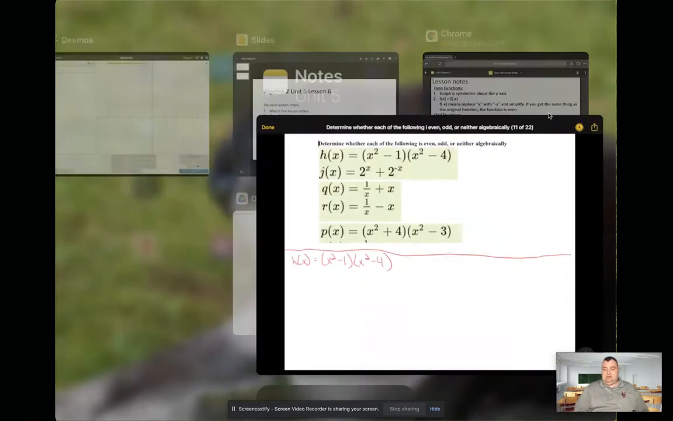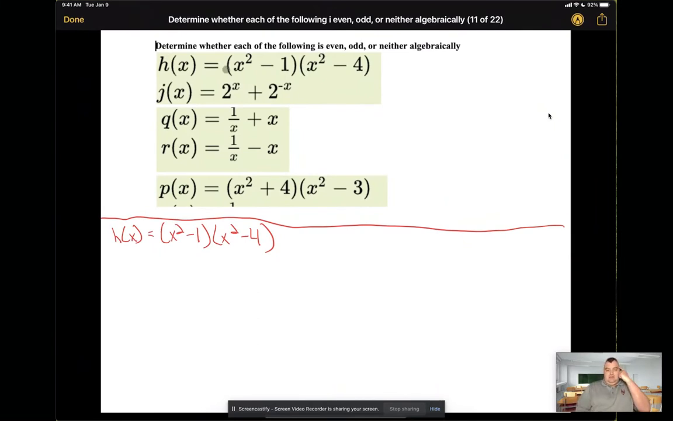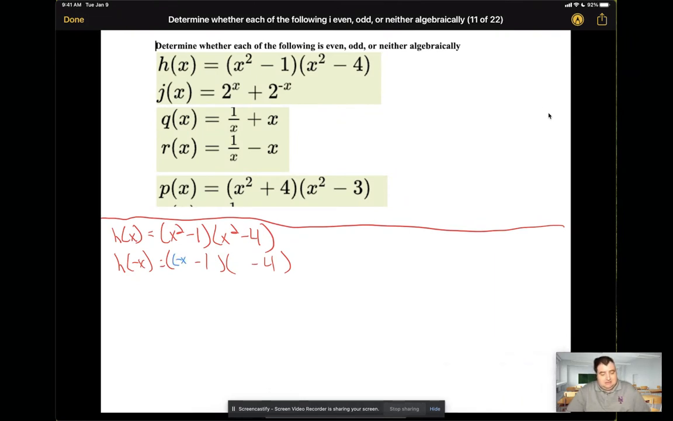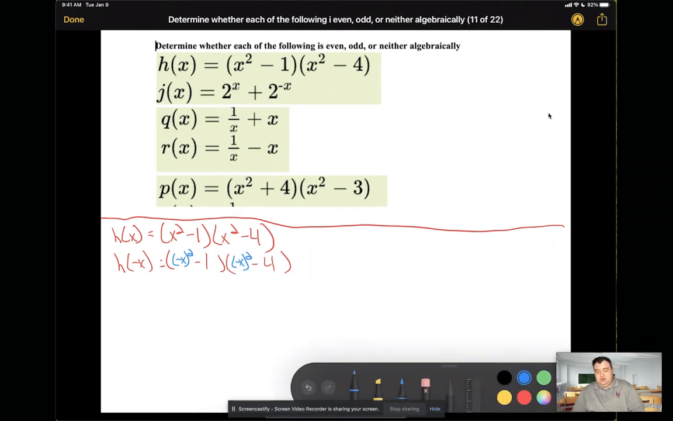So let's see what happens when I do that with this first function. I have h of x equals this right here. What I'm first going to do is check h of negative x. Again, what does that mean? That literally means I'm going to replace x with negative x. So I literally took x and replaced it with negative x. Now I'm going to simplify it and see what happens.